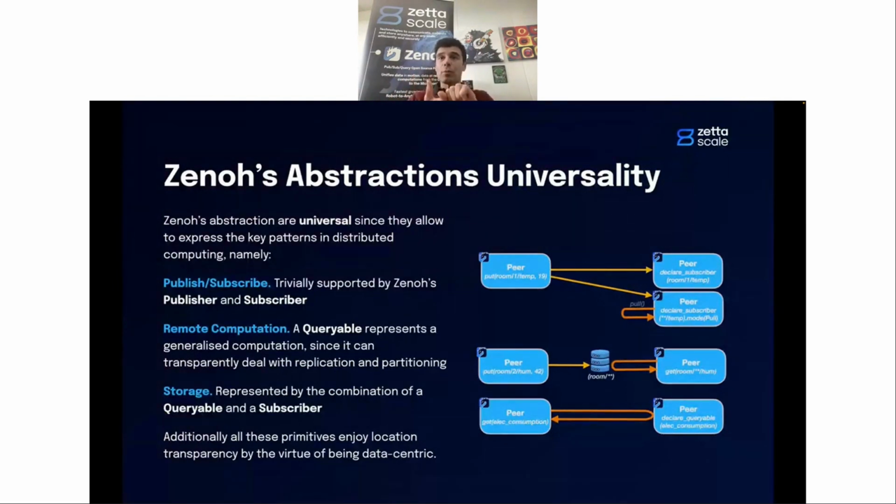So again, you have support for PubSub, push and pull. You have support for remote computation with queryables. And by the way, in the next release, finally, we are also adding attachments or a body to queries, which is quite useful, because before you had to pass everything in the query. And you have storages as a combination of queryable and subscriber. Okay, and all of these primitives, all of these abstractions, enjoy location transparency.